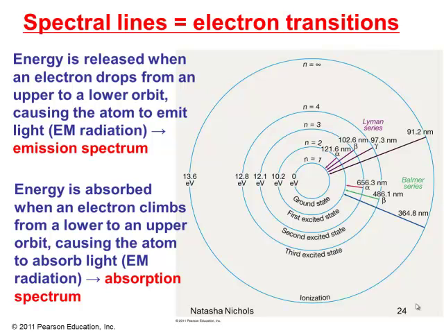On the other hand, energy is absorbed when an electron climbs from a lower to an upper orbit, because in order to do that, it needs to receive energy. This causes the atom to absorb light, EM radiation, so the end result is the absorption spectrum. So now you know where those emission and absorption lines come from.